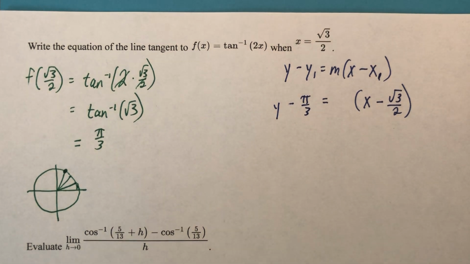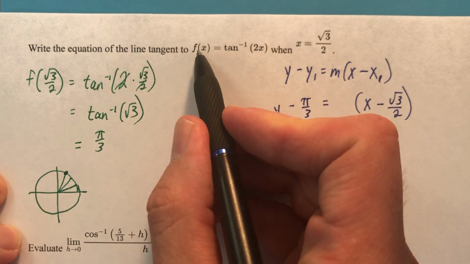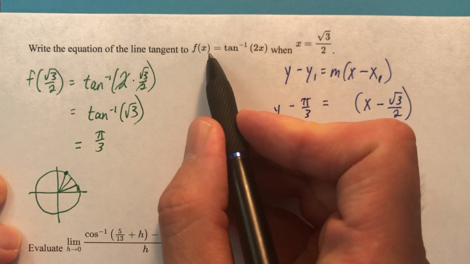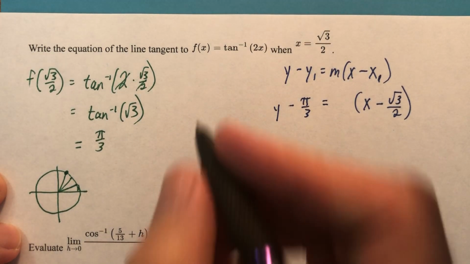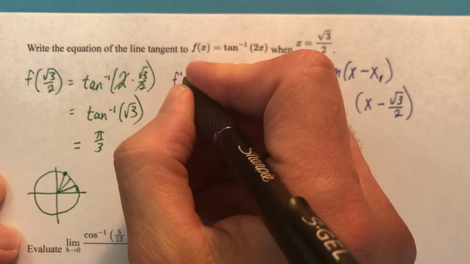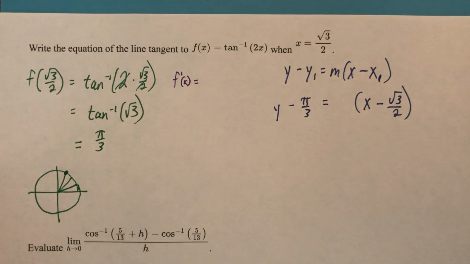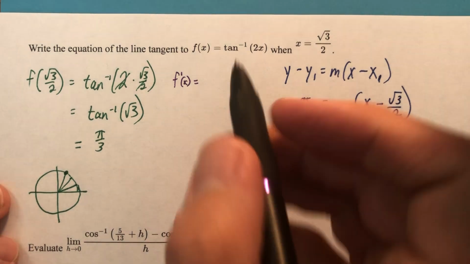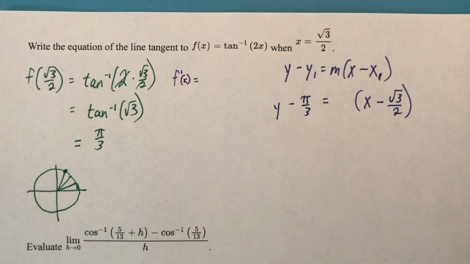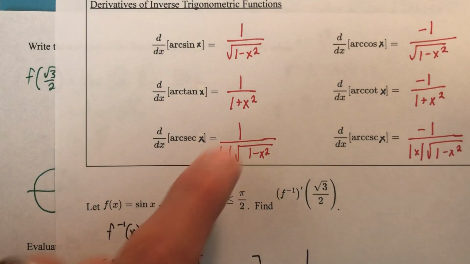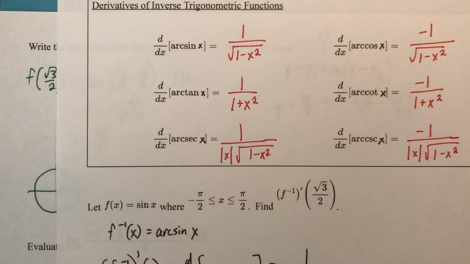But I also need to know the slope. Okay, I don't know the slope. So I have to find the slope of f. I need to find the derivative of f, I should say. So let's switch colors again. Let's go purple. I need f prime. And f prime is the derivative of arctan. Well, I know the derivative of arctan. We just found it. It was right here. So we're going to use this formula.